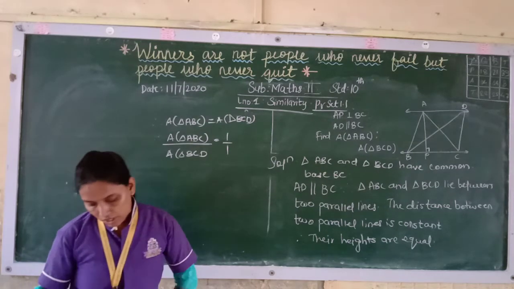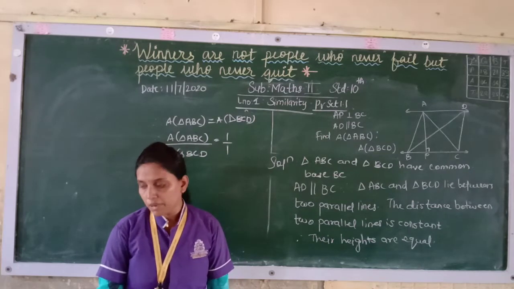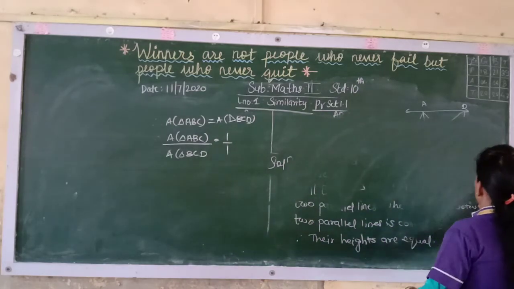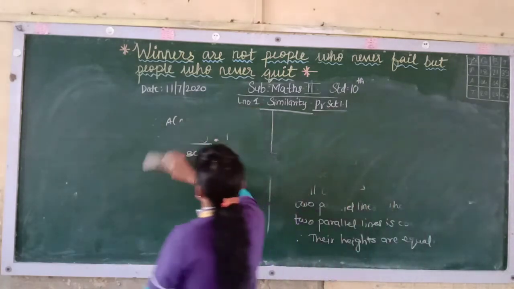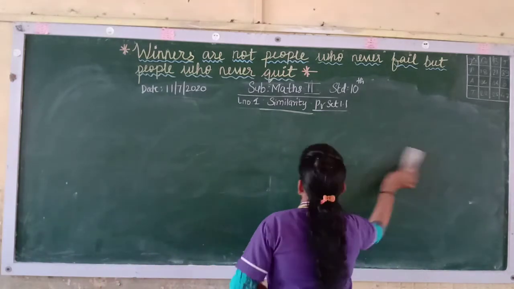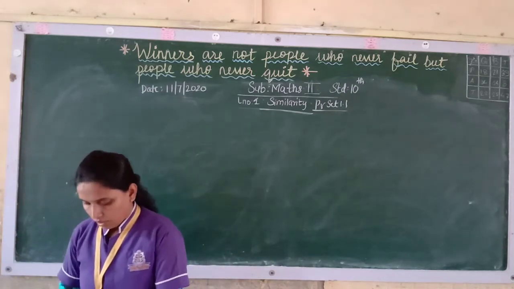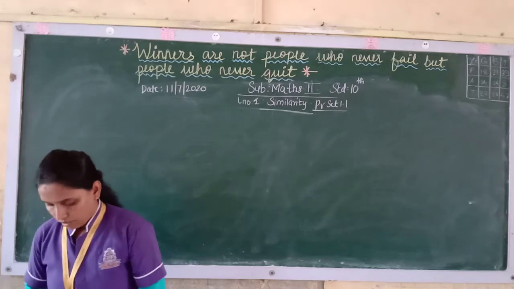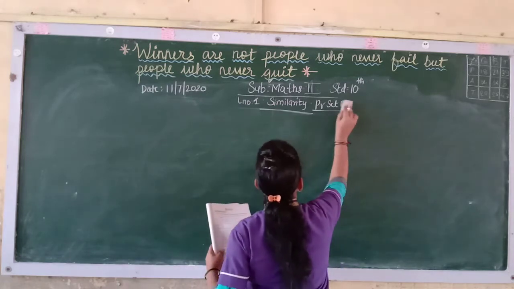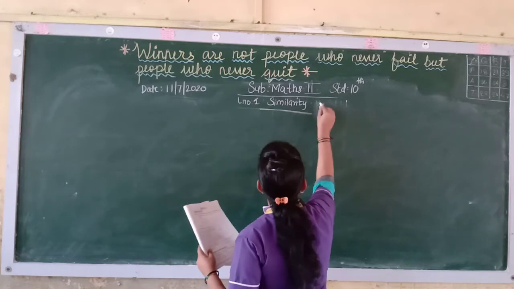Now the fifth one is very easy. You have to write what it is proportionate to, the base or the height. So we'll see the basic proportionality theorem. We have done with practice set 1.1 now. So now we will do the theorems.